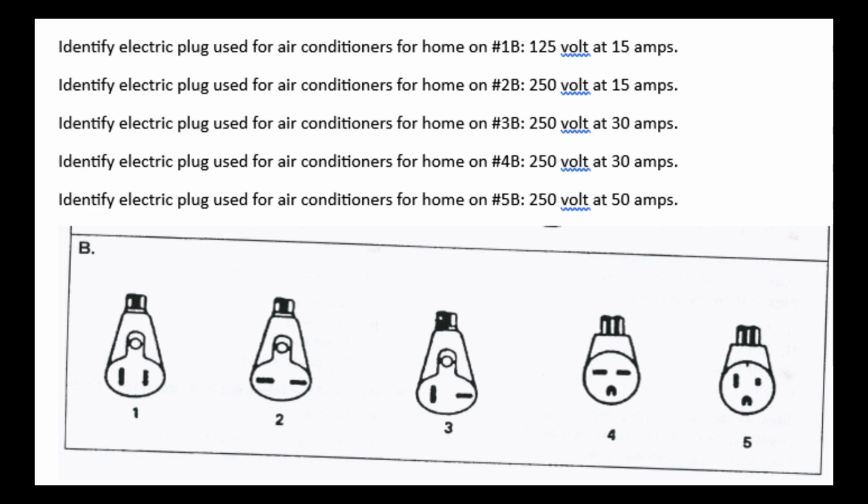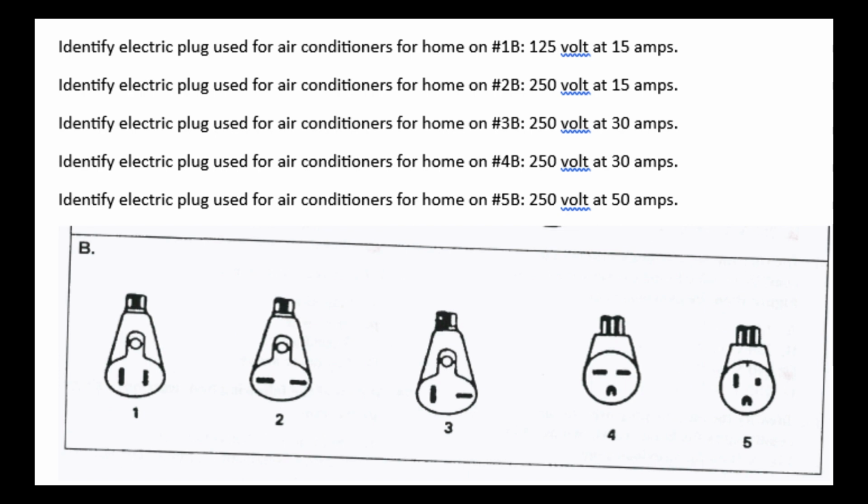Identify the electric plug used for air conditioners for home on number 4, diagram B. 250 volt at 30 amps. Electric plug used for home air conditioners, 4 diagram B. 250 volt at 30 amps.